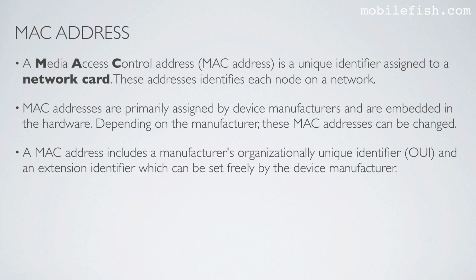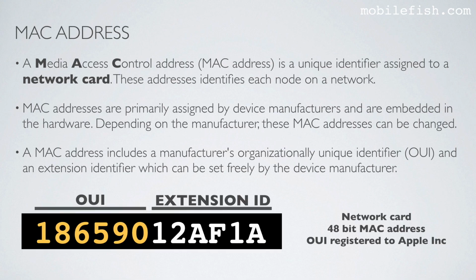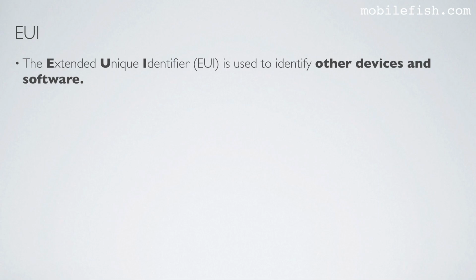A MAC address includes a manufacturer's Organizationally Unique Identifier, OUI, as you can see over here, and an extension identifier, which can be set freely by the device manufacturer. This OUI is registered to Apple Incorporated, and this is a 48-bit MAC address which belongs to a network card. The Extended Unique Identifier is used to identify other devices and software.